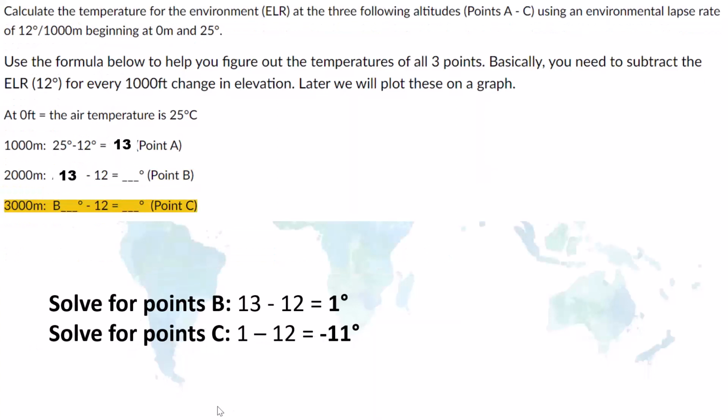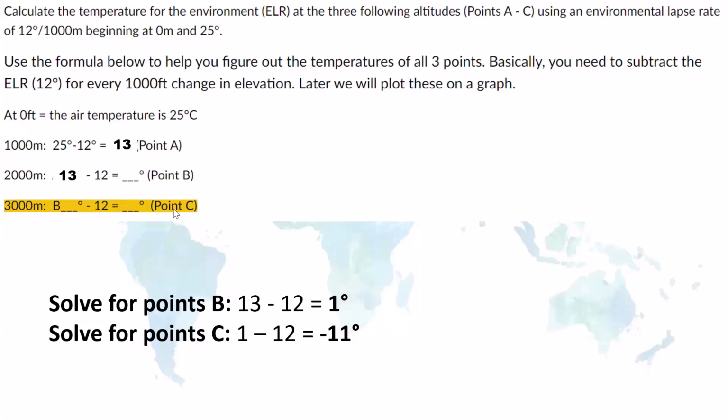Solving for points B and C, you can see that I've done my work, but if we have 13 degrees, subtract another 12 degrees because we've risen another 1,000 meters. That means that point B is going to be at 1 degree Celsius. Rising another 1,000 meters, still an environmental lapse rate of 12 degrees. Subtract that again, we are going to be left with a negative 11 degrees for point C.